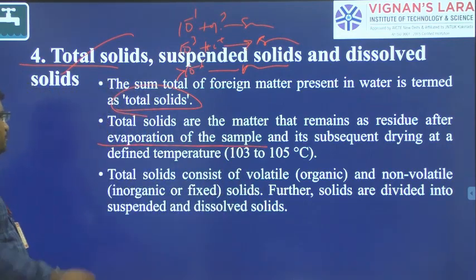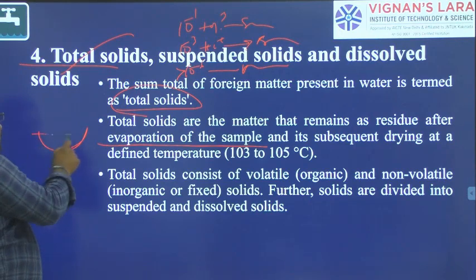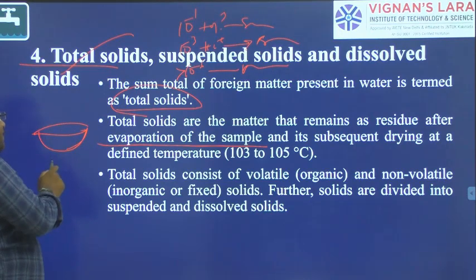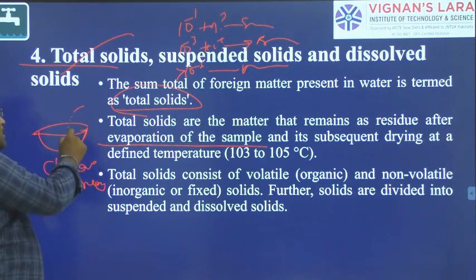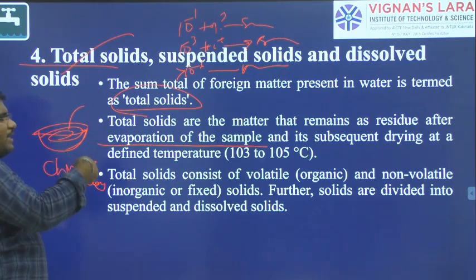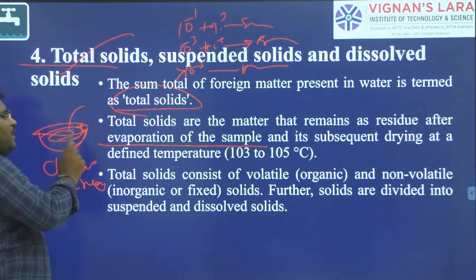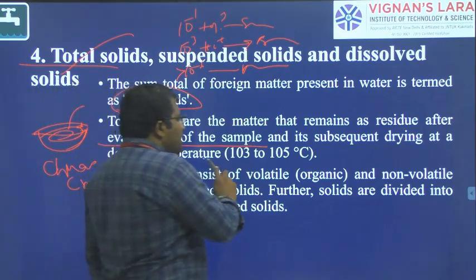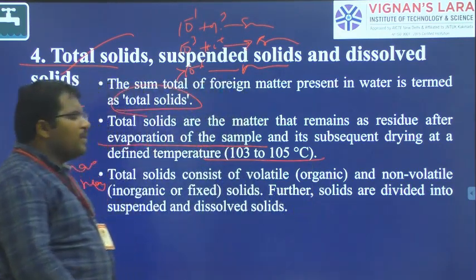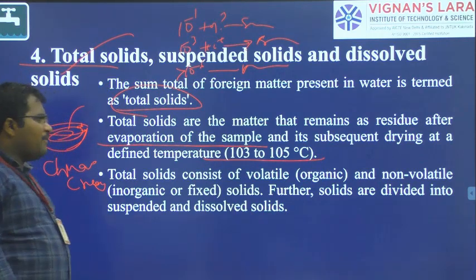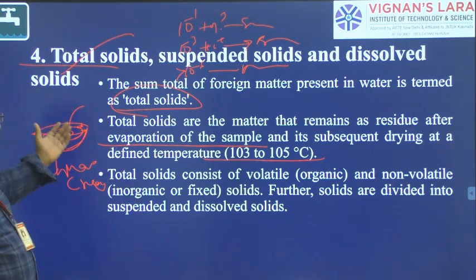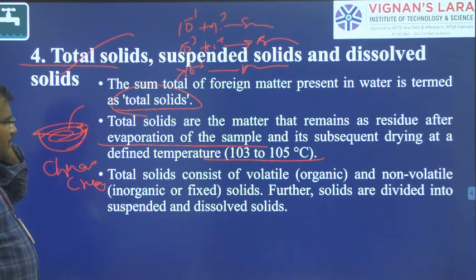Right? If you take some 20 to 30 ml of sample in the china clay crucible, inside we are taking some amount of water, that is the sample, and it is going to be kept at 103 to 105 degrees centigrade in the oven. After 24 hours, we are going to check its weight. From there, we can study the total amount of solids present in the sample.